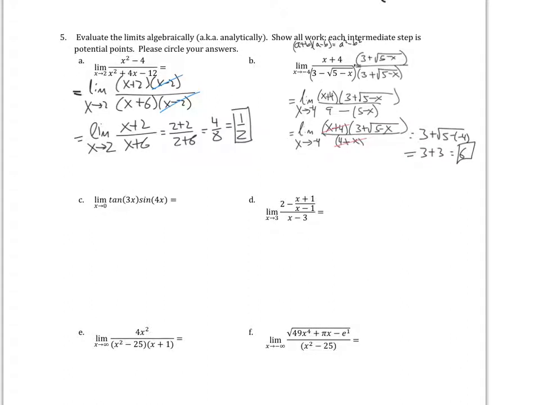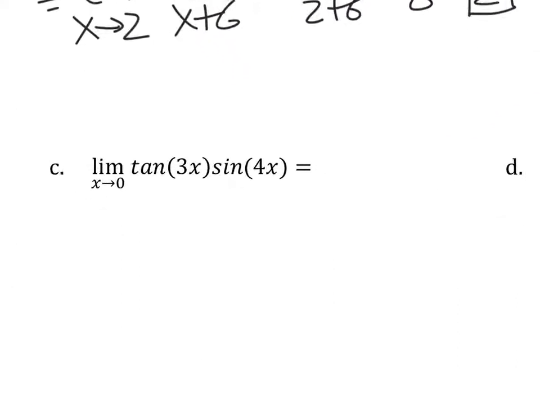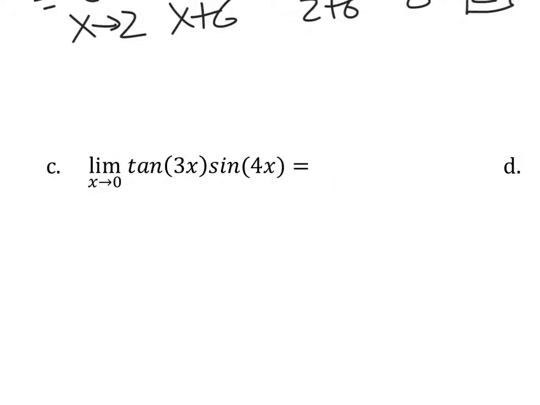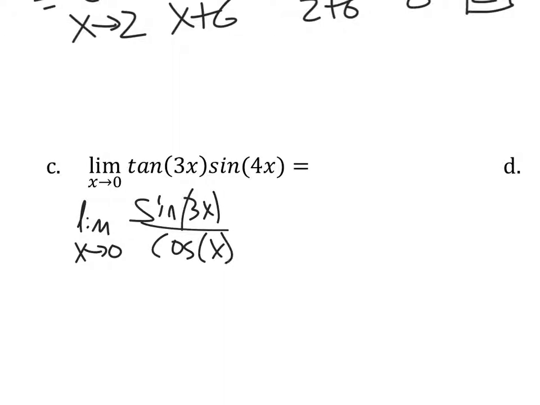So we've got polynomials that we factor. We've got square roots like that. And now we have some trig. And so with these trig ones, we want to use our special trig limits that we know. And so let's change it into sine and cosine. This is sine of 3x over cosine of 3x. Tangent is sine over cosine, remember that? And this is sine of 4x all over 1. We'll make it a fraction just for kicks.